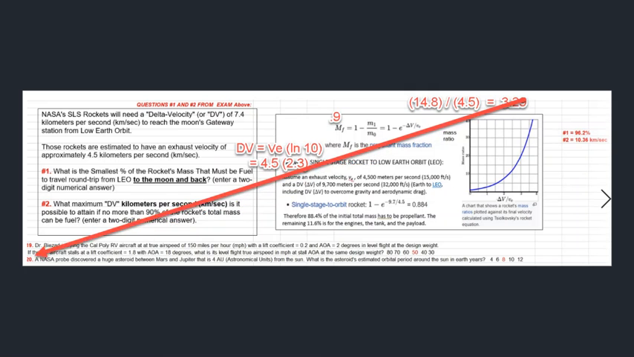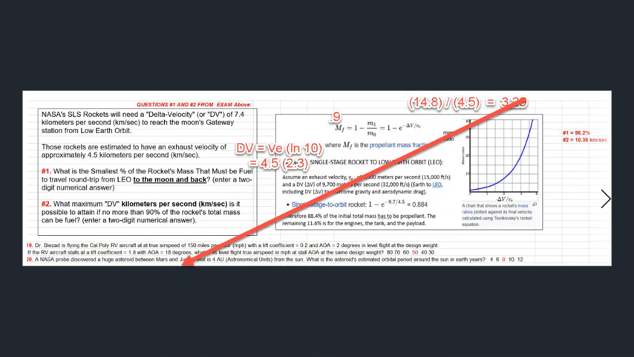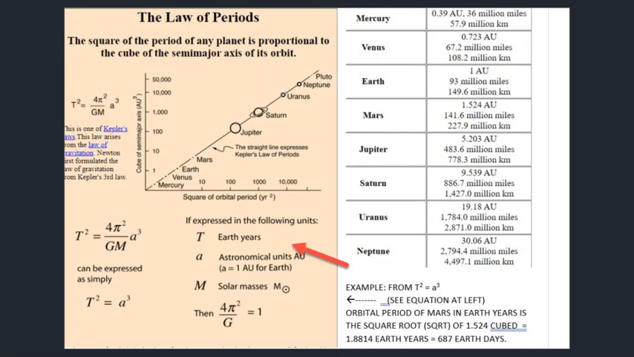Okay. Last problem: a NASA probe discovers a huge asteroid between Mars and Jupiter. It's 4 astronomical units from the Sun. What is the asteroid's orbital period in Earth years? We have a nice simple formula for that, if you remember it from Kepler's law of periods.